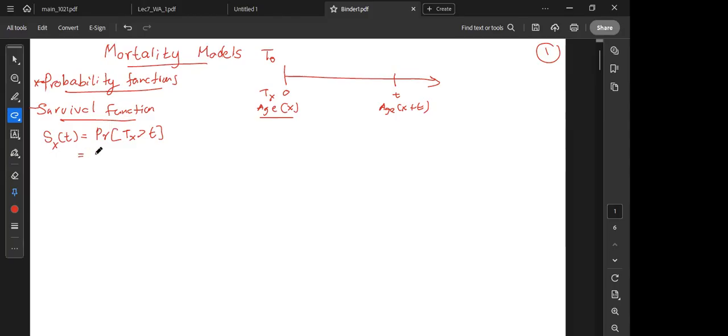And then if I use the random variable which is coming from the beginning, from the birth, then the same event can be written like this. The time to the event from the birth, T note, is greater than the age X plus T, given that this person has already survived to X years.